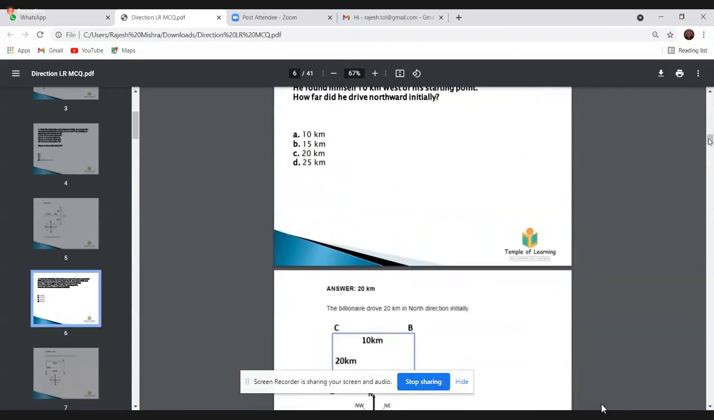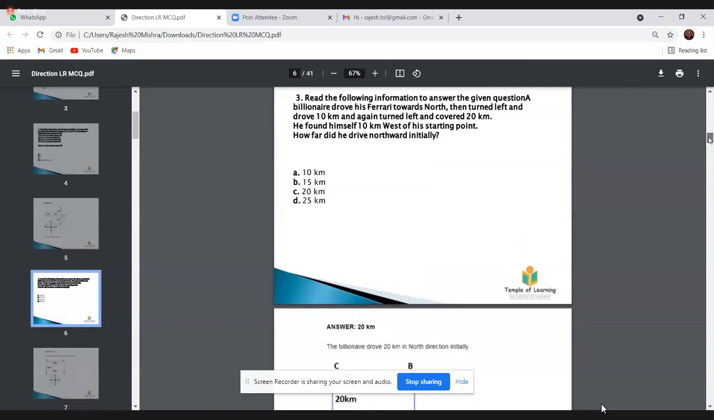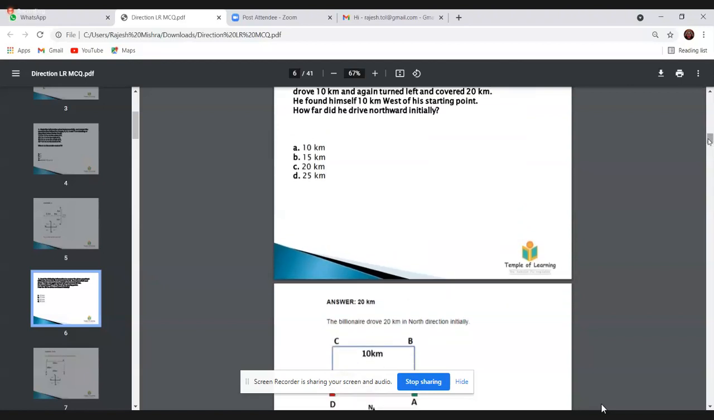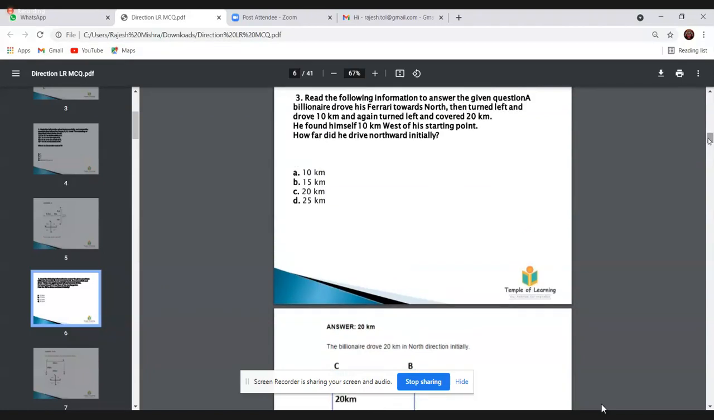Students, if you look at this, wait. Let me fit this. Yeah. Billionaire. Fair enough. Maybe I reduce it to 60%. That will make it smooth.